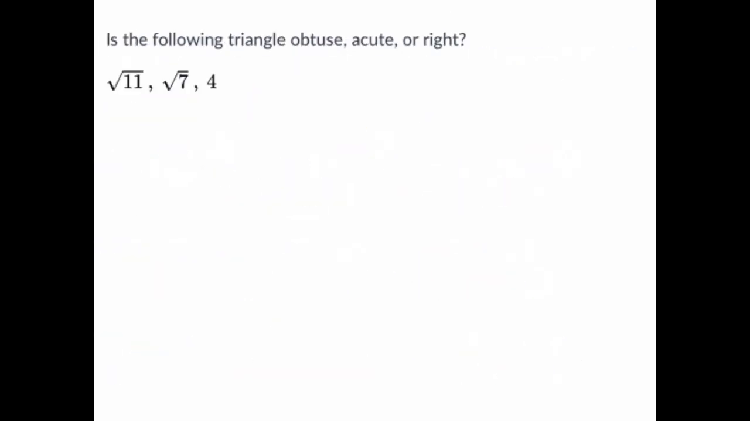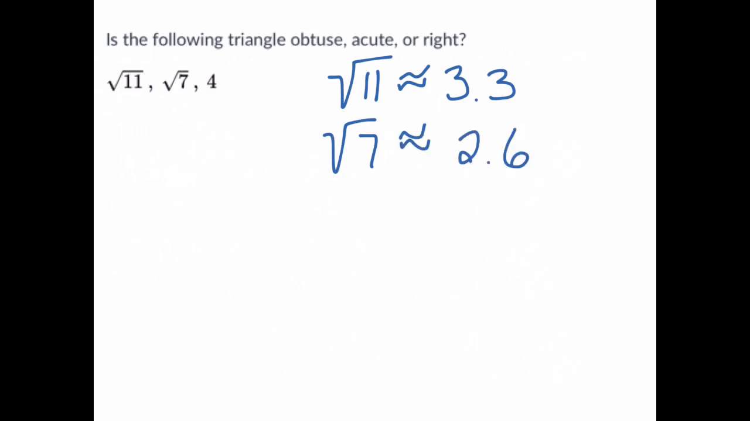And our last one wants to know if this triangle is an obtuse, an acute, or a right triangle. So to begin with, we need to figure out which of these numbers is the largest, because that will be our hypotenuse. So if you use your calculator, or if you wanted to estimate, the square root of 11 is about 3.3, and the square root of 7 is about 2.6. Both of those are smaller than the 4. So the 4 would be our hypotenuse.